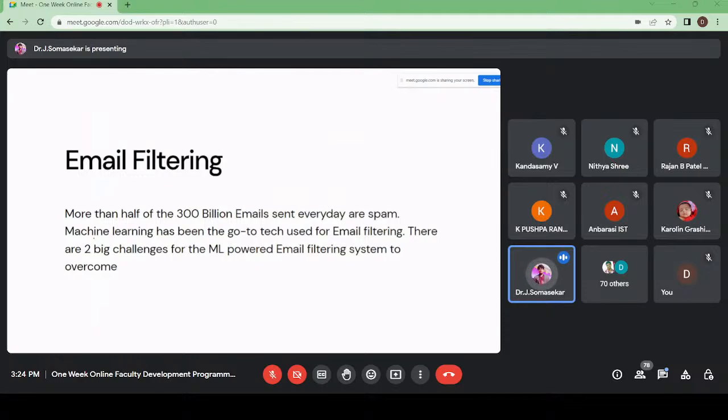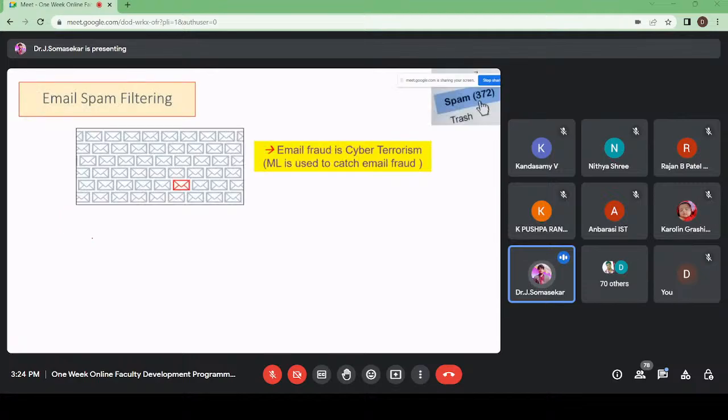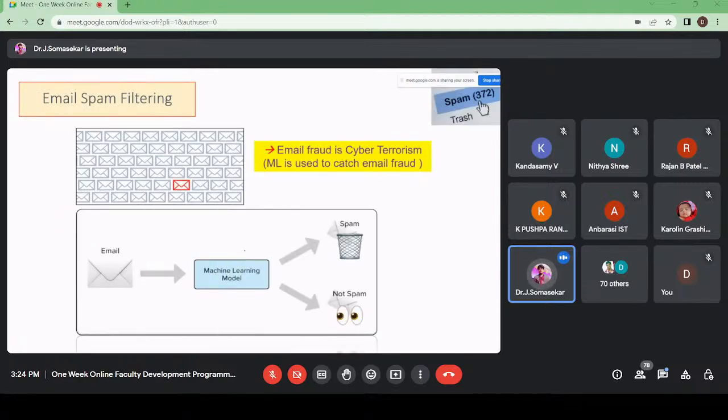Even for the email filtering process. For example, we have a mail. By using a machine learning model, let us assume the Bayesian classifier, we calculate the probabilities. If the probability is highest for spam, then we can classify the mail as spam. If the probability is higher for not spam, then we can classify it as not spam. Like that, we can do classification for an email spam filter.